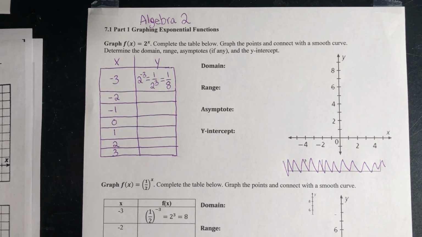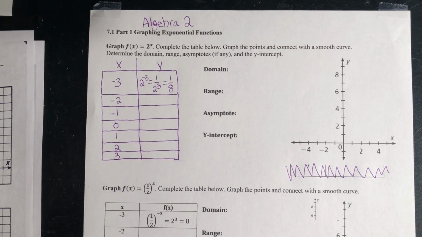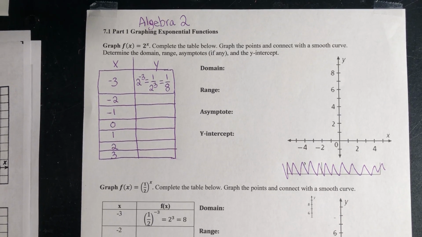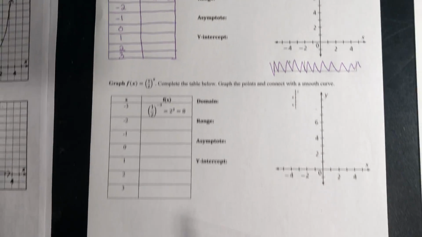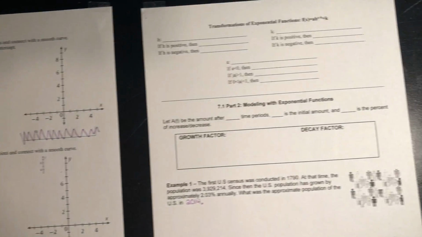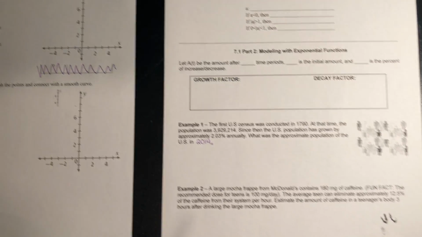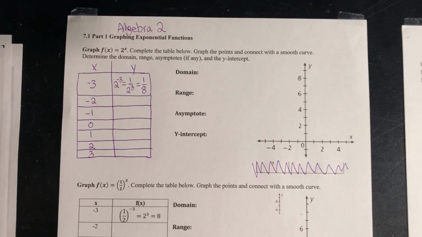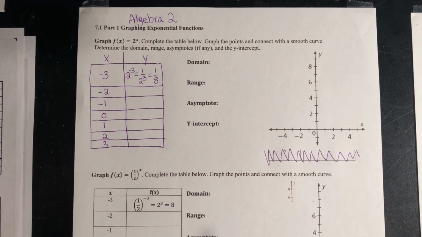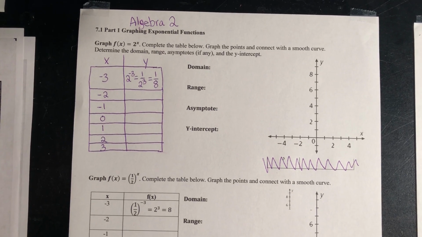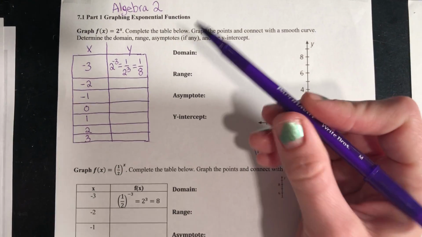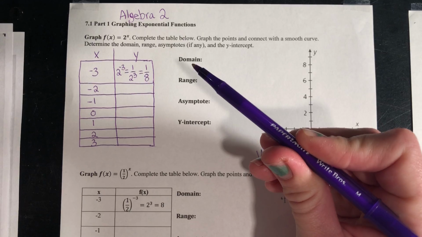Hi folks, this is 7.1, Part 1, Graphing Exponential Functions for Algebra 2. As you can tell, this is a little bit more guided notes. So we have the guided notes over here and over here for 7.1 as opposed to my regular permanent marker. Seeing as my permanent marker is just a little bit bigger and these are guided, I'm going to use something a little bit more fun, a little bit cool purple pen here.